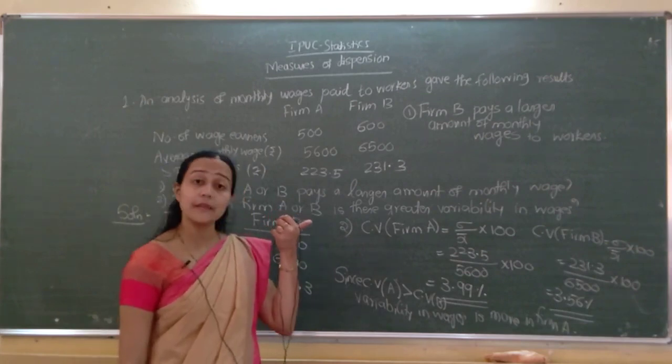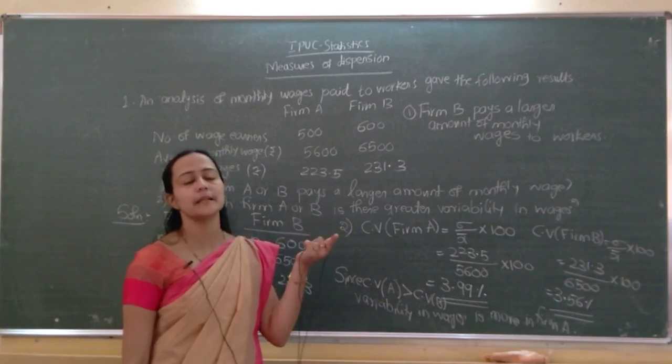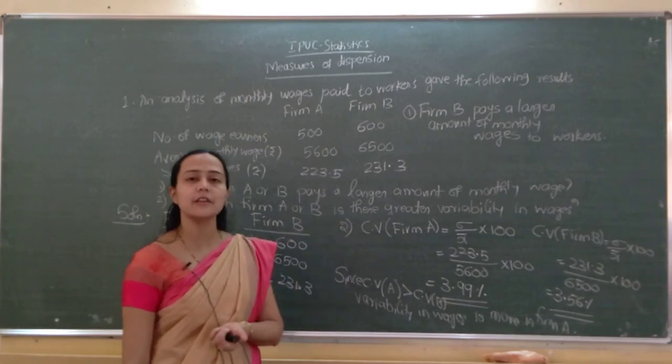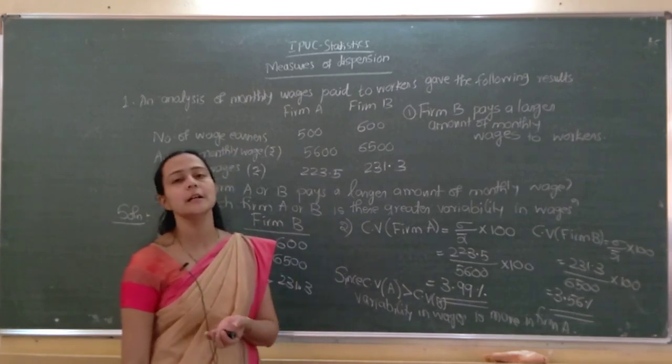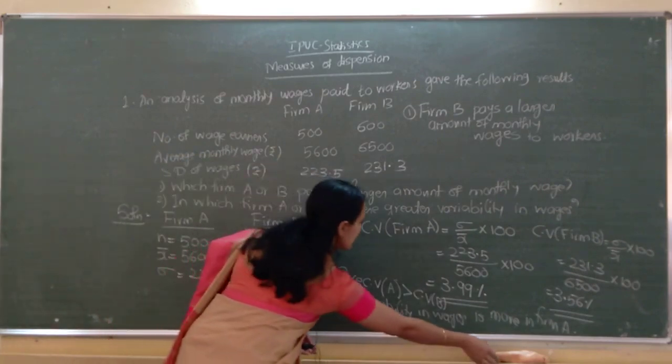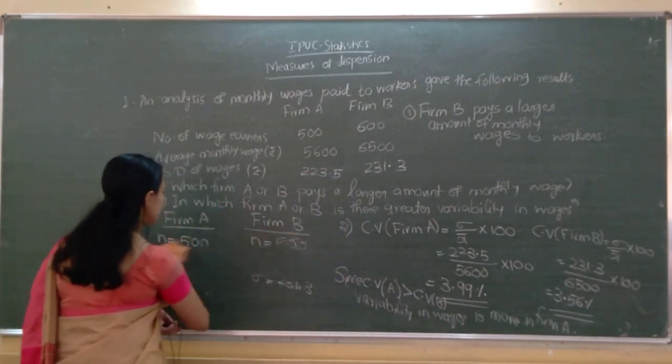Second one, greater variability. For comparing variability, we are using CV. So compute CV of firm A and CV of firm B. Which one is more? Their variability is more. So can we go to the second question? Hope this one is clear to you.